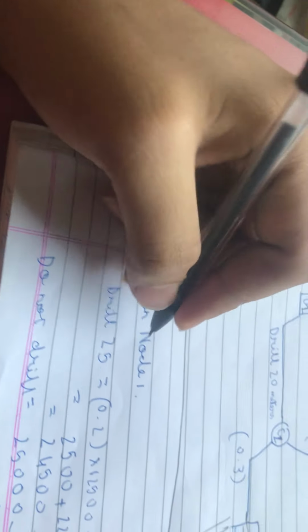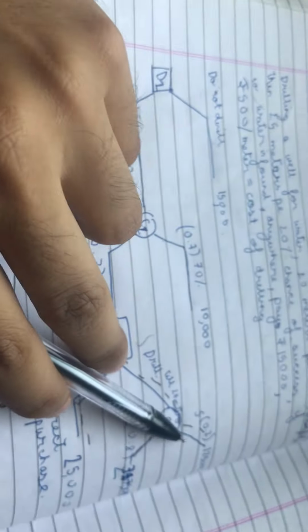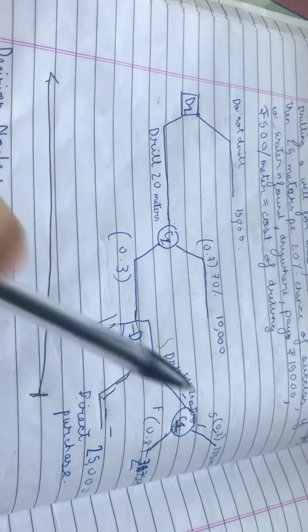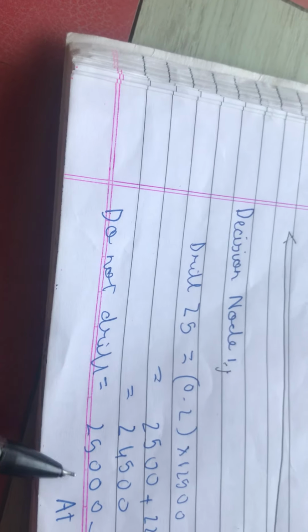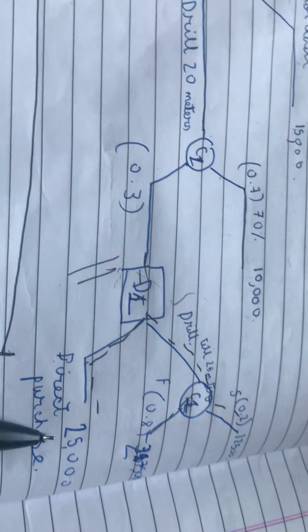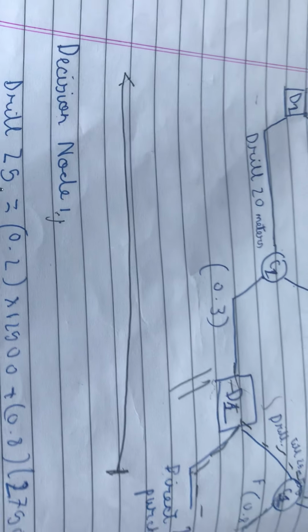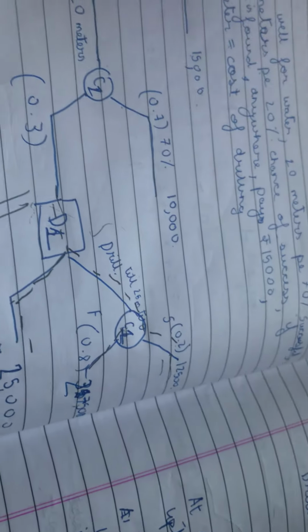Very simple. Firstly, let's write decision node 1. Now, what are the options that I have here? The options are drilling to 25 meters or directly buying. We write those down: drilling 25, and do not drill and directly buy. By not drilling, by directly purchasing, we have a 25,000 cost, right? Now drilling, either I'll incur a 12,500 cost or 27,500. But which one of the two? I don't know, but I do know the probability.